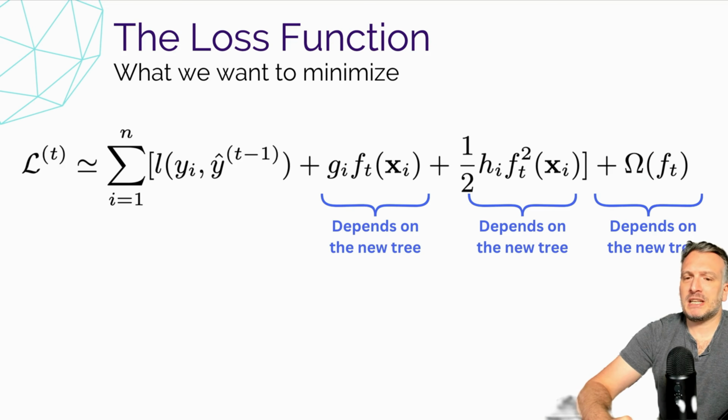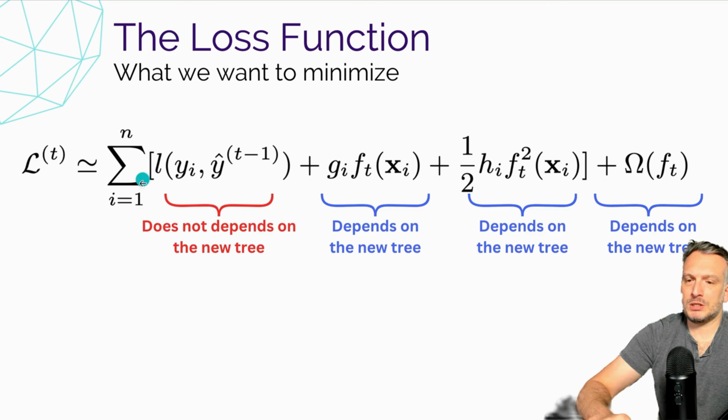The only terms that depend on the new tree are those three here. So here, this is a loss function that we were measuring when we looked at the previous trees. In the context of learning a new tree, this term here is a constant. These are terms that we can change depending on how we build the new tree.